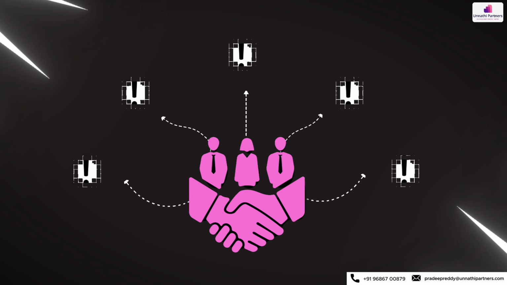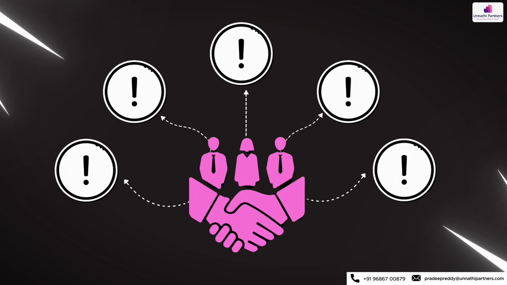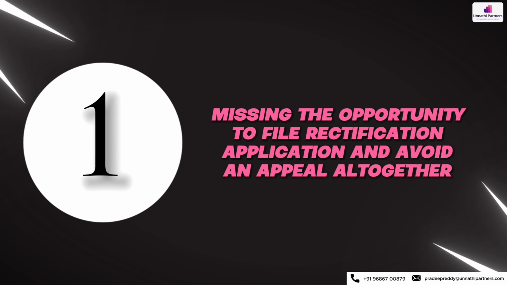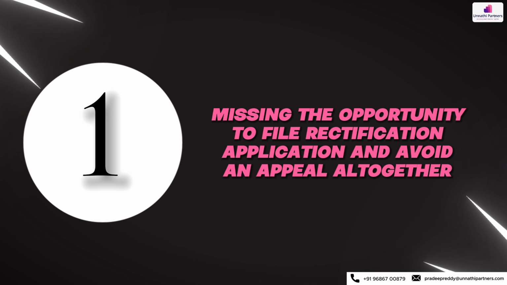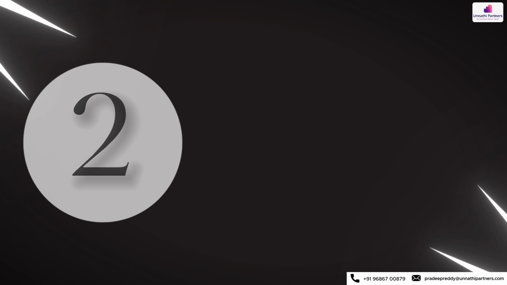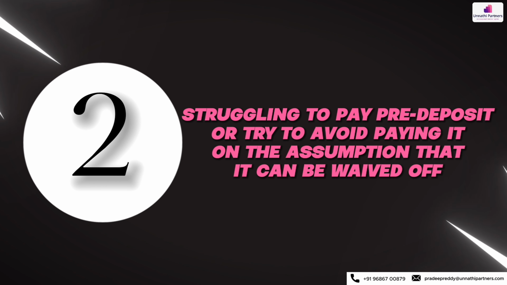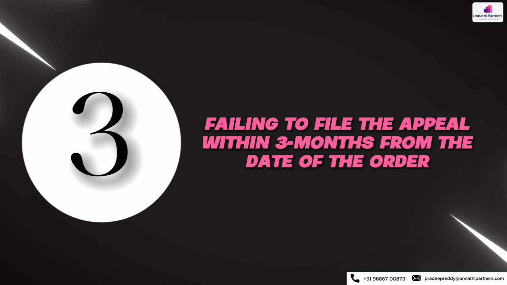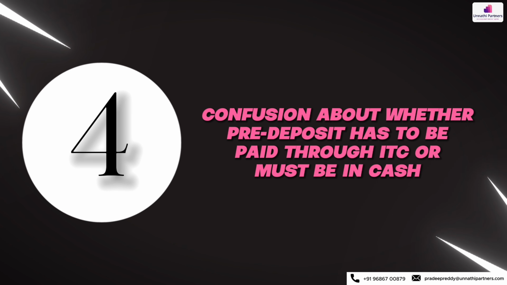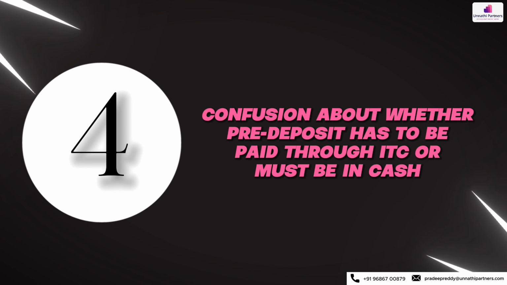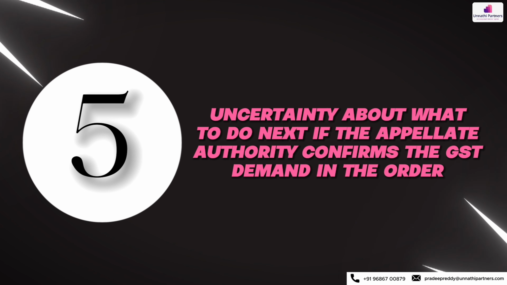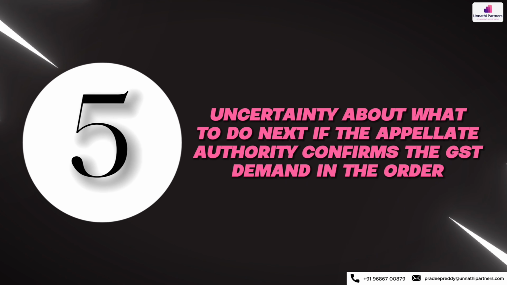Businesses often face these 5 issues while filing GST appeals. Number 1, missing the opportunity to file a rectification application and avoid an appeal altogether. Number 2, struggle to pay pre-deposit or try to avoid it on the assumption that it can be waived off. Number 3, fail to file the appeal within 3 months from the date of order. Number 4, confusion as to whether the pre-deposit has to be paid through cash or through ITC. And number 5, uncertainty about what to do when the appellate authority confirms the demand.